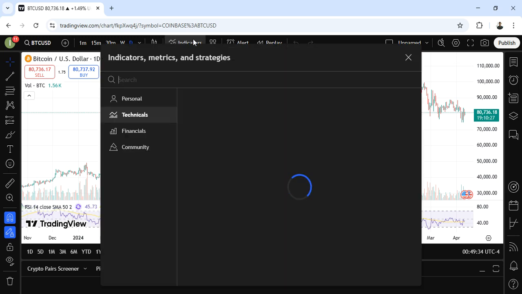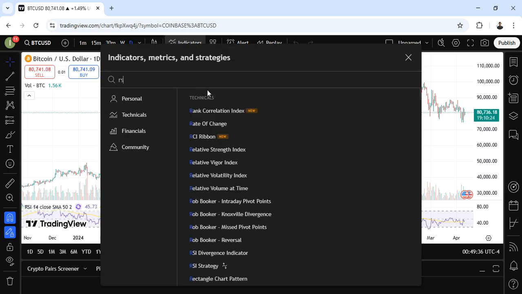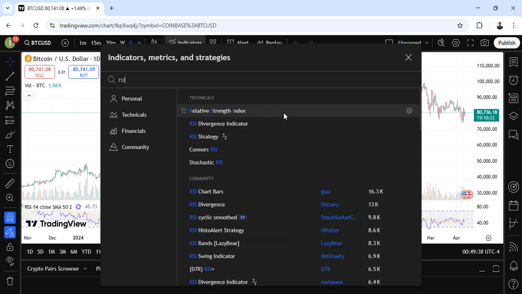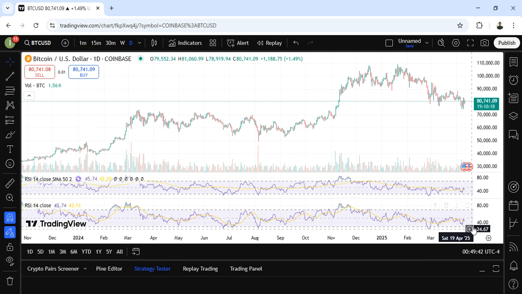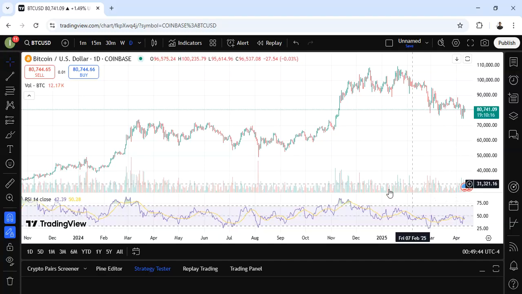So then you want to go over here and hit indicators. And you want to type in RSI, and you want to click it once. Okay. So you see here, RSI has been pulled up.